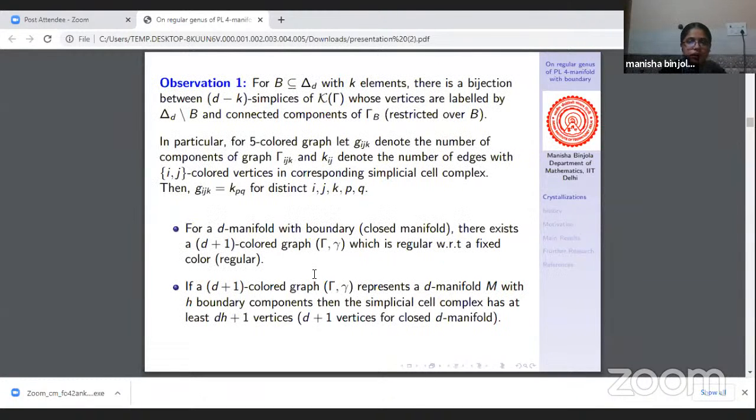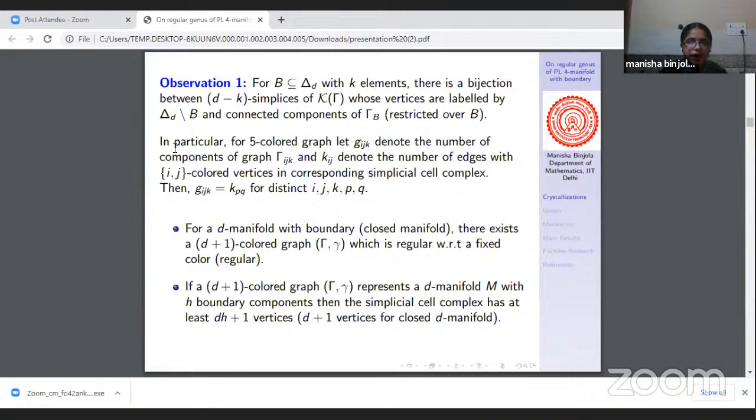Now from the construction, we get a direct observation that if we take a subset B of colors with k elements, then there is a bijection between simplices and the connected components of the subgraph gamma restricted over B.